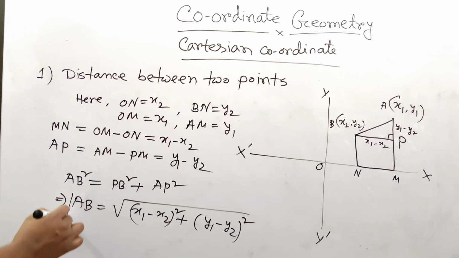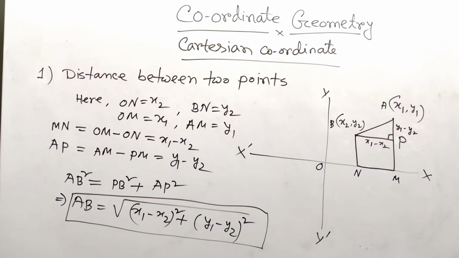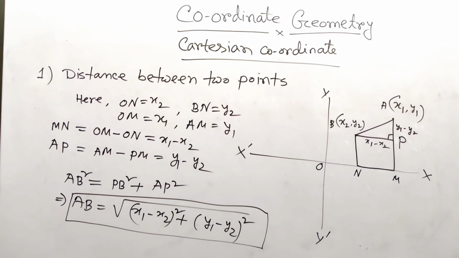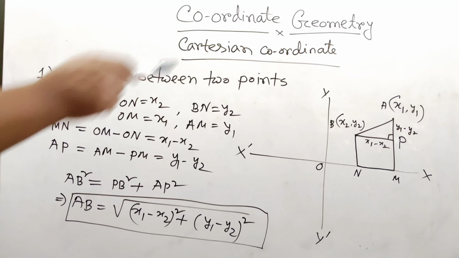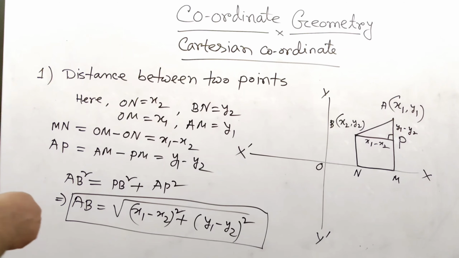This is the distance between 2 points, and this is a very important formula because in many cases we need to find the distance between 2 points in coordinate geometry. Must keep in mind, here must be plus because this is the distance. We know that distance cannot be negative.